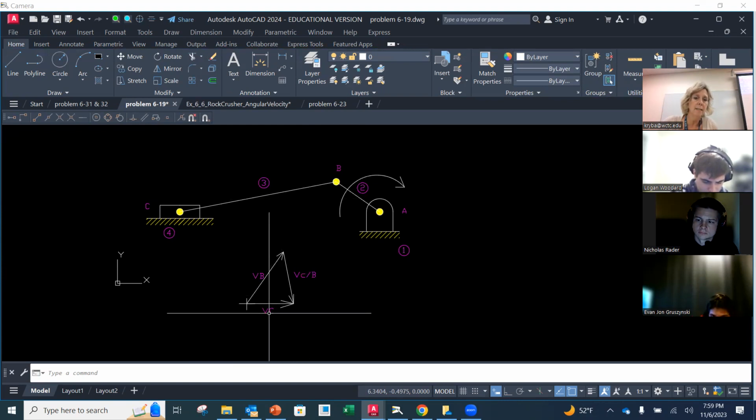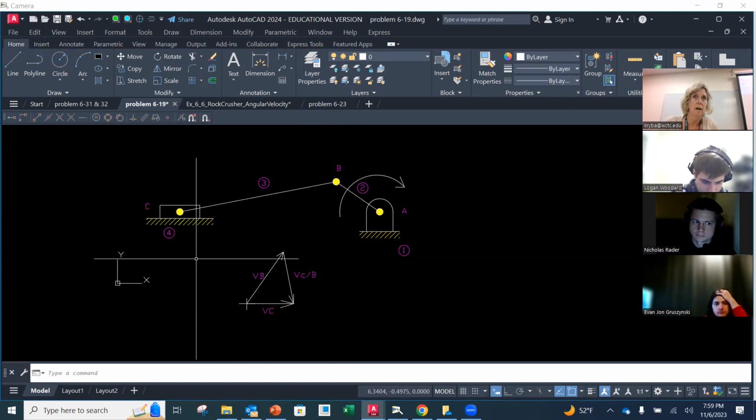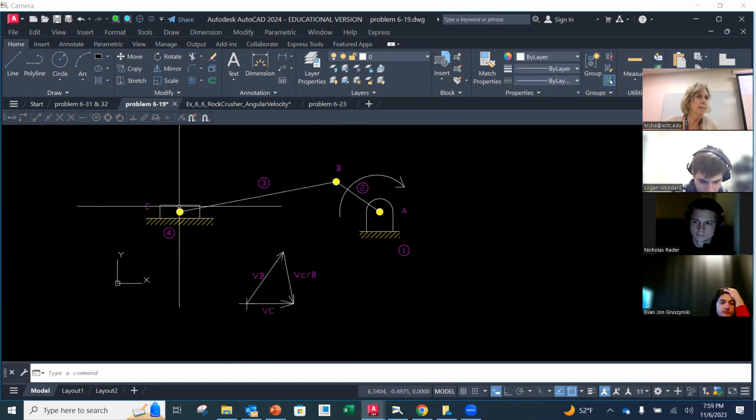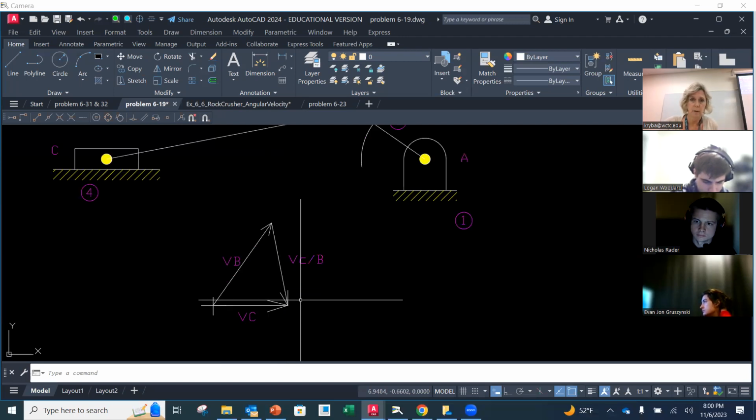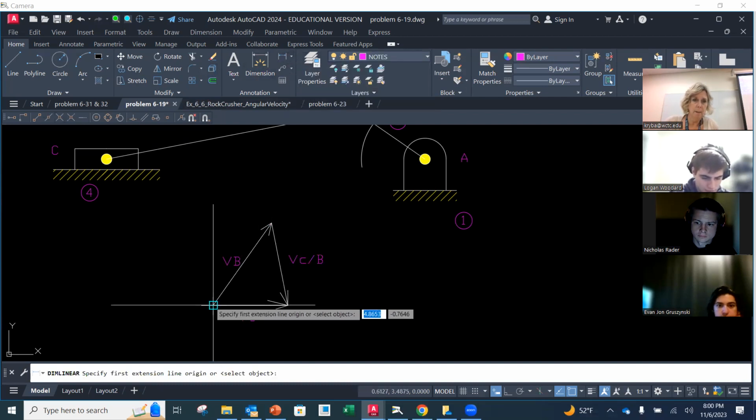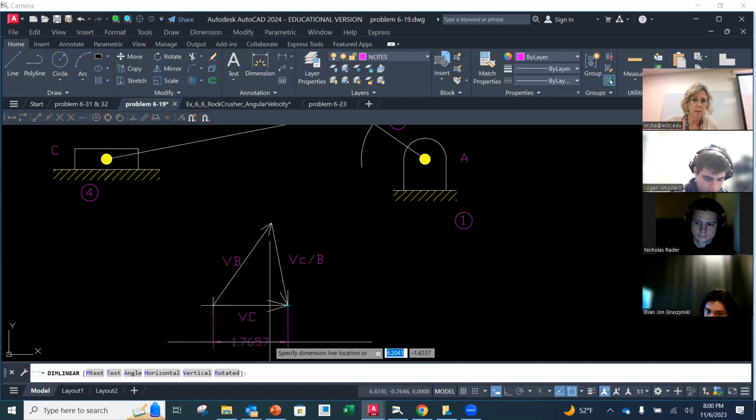The same thing here, velocity of C. If I have a C down here on my vector diagram, I better see a C up here in my kinematic diagram, because that's going to be the velocity of point C, which is the joint or the center of this slider. And C relative to B is going to be the line connecting those two. Now the one I'm interested in is the magnitude of the velocity of point C, which is that slider. So I'm going to go on my notes layer and add a linear dimension to this value.